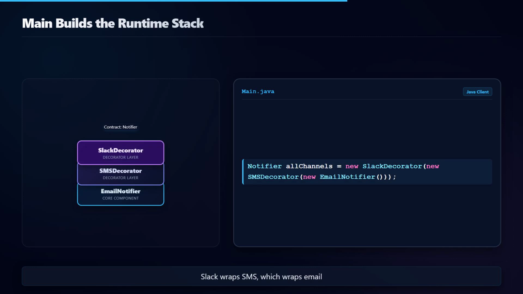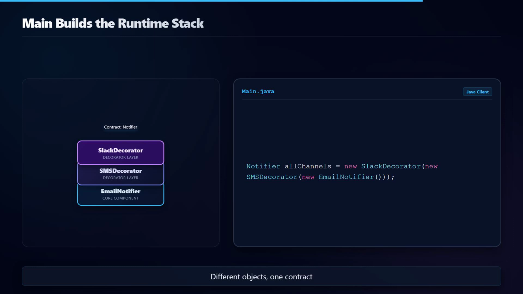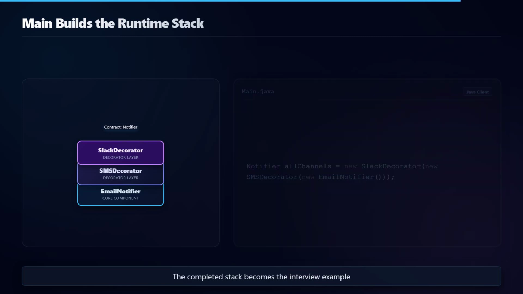For all three channels, Slack decorator wraps SMS decorator, and SMS decorator wraps email notifier. Every object in the chain follows notifier. The stack changes behavior without creating a fixed subclass for this combination. This implementation now gives us a concrete basis for explaining decorator clearly in an interview.